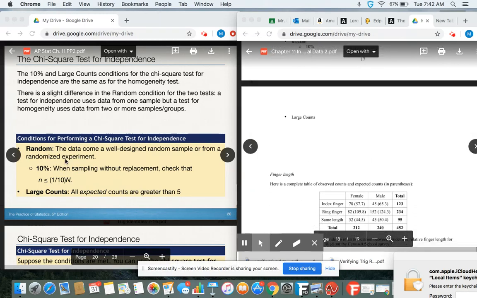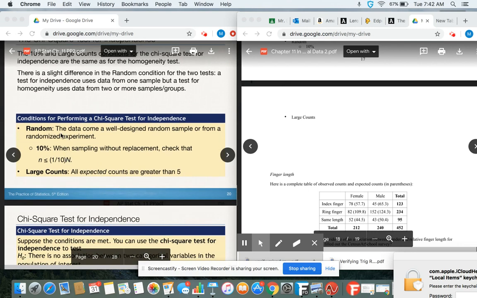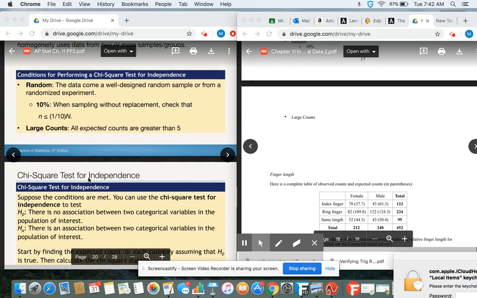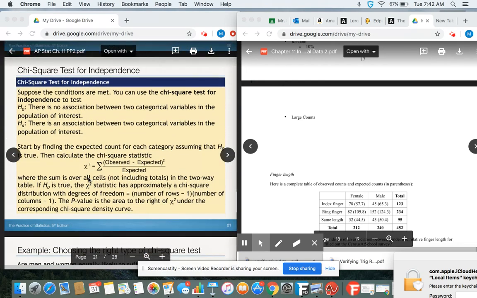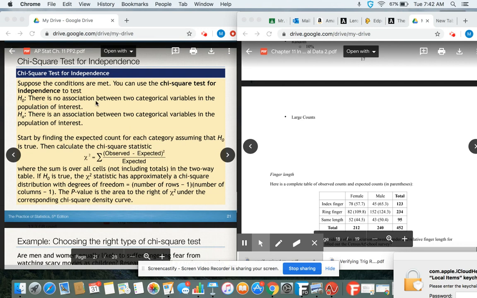If you look over at the PowerPoints, I outline them for you here. You have your random sample; when sampling without replacement, make sure it's less than 10% of the population. All expected counts need to be greater than 5. Here's the wording again for the H0: there is no association between two categorical variables. The HA is that there is. Everything else stays pretty much the same. Our expected counts, we'll find in the calculator. We'll let the calculator do the work for the chi-squared statistic. We'll ultimately make the same conclusion. Degrees of freedom is still rows minus 1 times columns minus 1. Chi-squared is still right skewed.